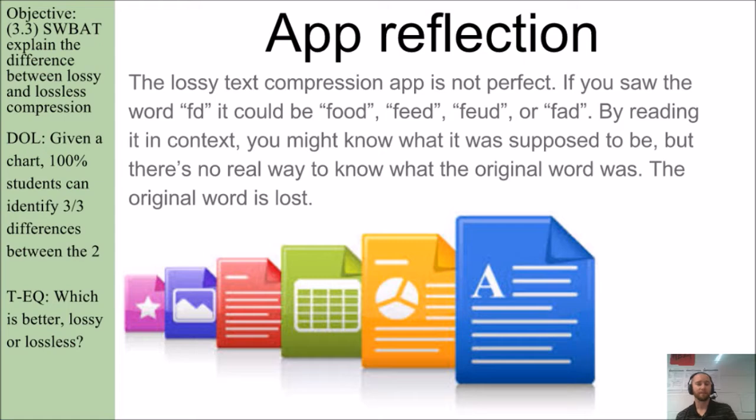So here's an app reflection for you. The lossy text compression app is not perfect. If you saw the word FD, it could have been food, feed, feud, or fad. It could have been any of those. By reading it in context, you might know what it is supposed to be, but there's no real way to know what the original word was. The original word was lost, and thus lossy.